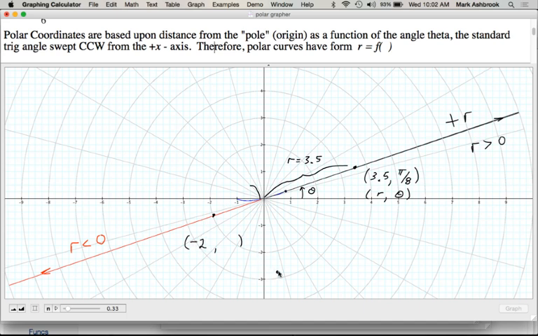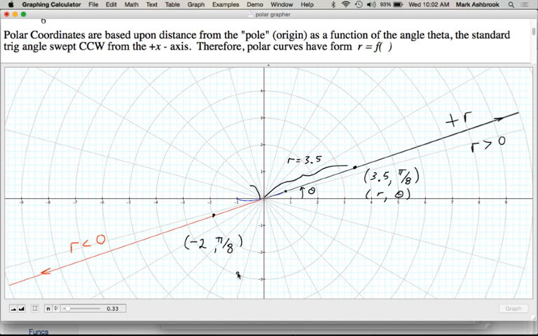And what would the angle be? Negative pi over 8? Still positive pi over 8. For positive pi over 8, these are the negative values of r in the opposite direction. So it's still positive pi over 8.